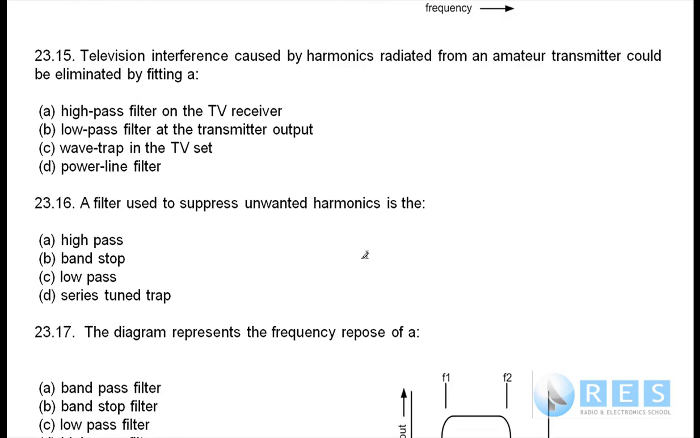23.15. Television interference caused by harmonics radiated from an amateur transmitter could be eliminated by, well, we're getting harmonics from the transmitter, that's multiples of the transmit frequency. So we want to pass the low transmit frequency and stop the high frequency harmonics. You would put a low pass filter at the transmitter output.